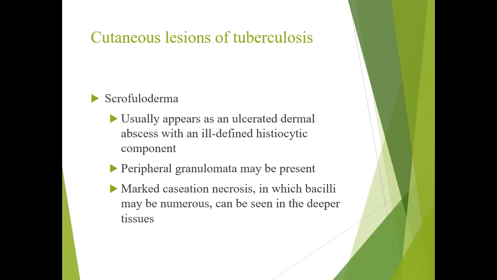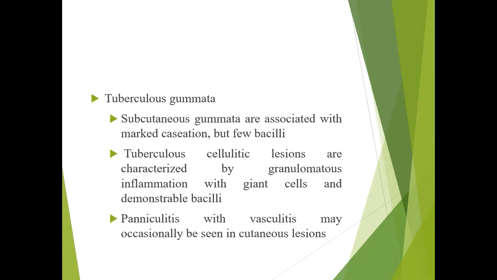Tuberculous gumma: subcutaneous gummas are associated with marked caseation but few bacilli. Tuberculous cellulitic lesions are characterized by granulomatous inflammation with giant cells and demonstrable bacilli. Panniculitis with vasculitis may occasionally be seen in cutaneous lesions.